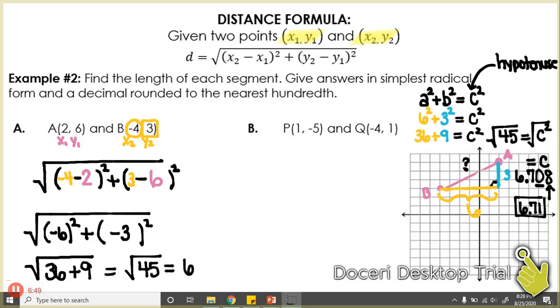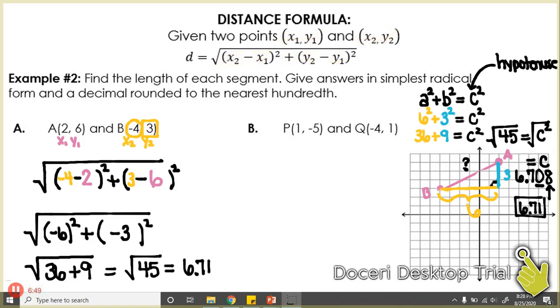So that's still 6.71. So you are taking your x values and subtracting them, and then squaring them. Then you do the same thing with your y values. You subtract them and square, and then you add those together and take the square root. So that is your distance formula.